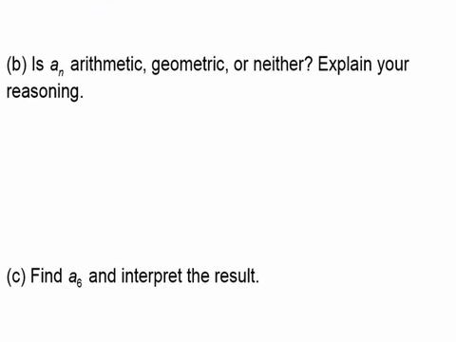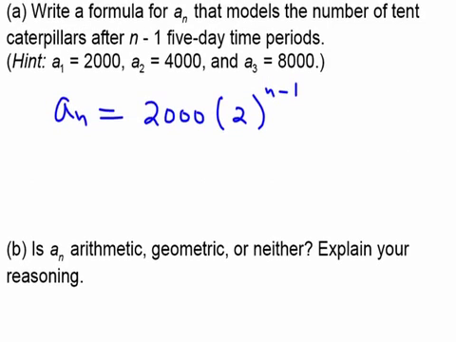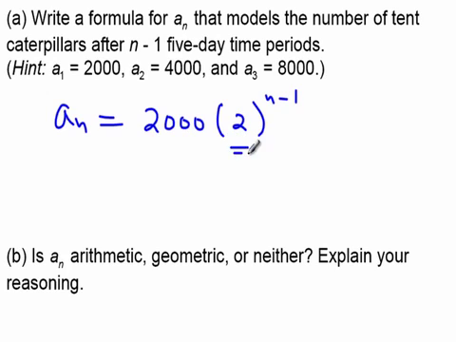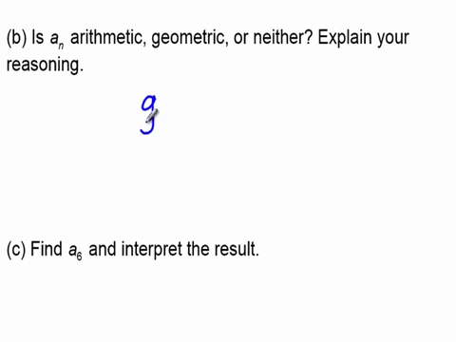Part B, is A sub n arithmetic, geometric, or neither? Explain your reasoning. Well, since we have this common ratio of 2, then this would be an example of a geometric sequence.